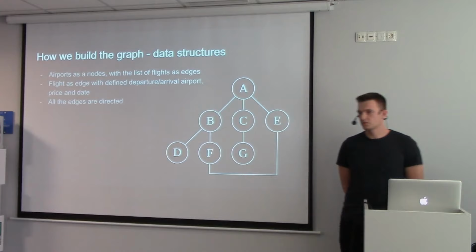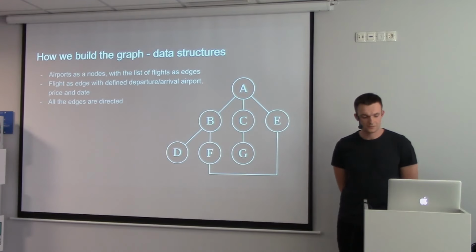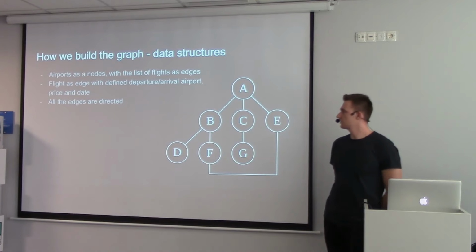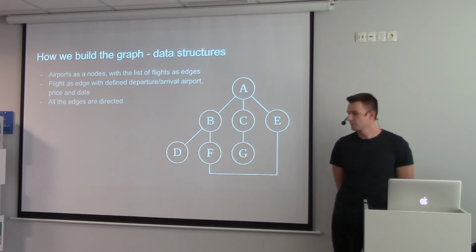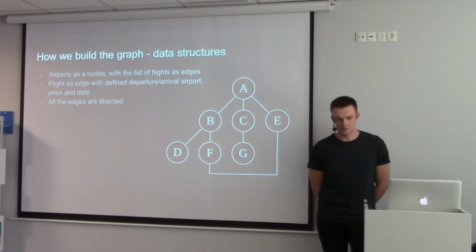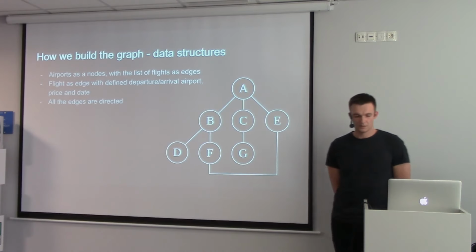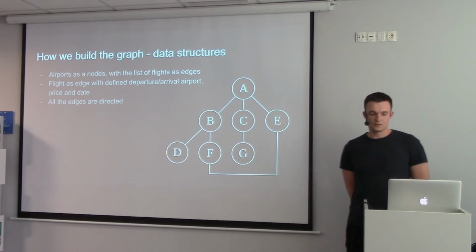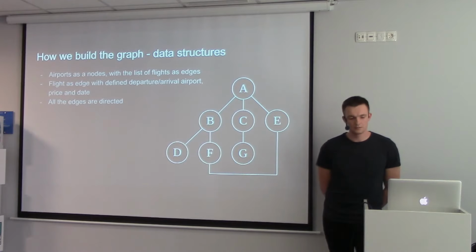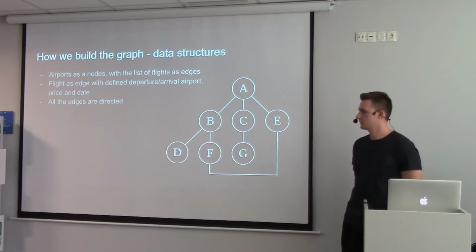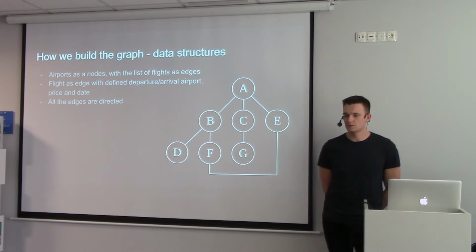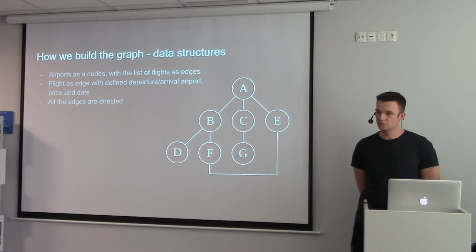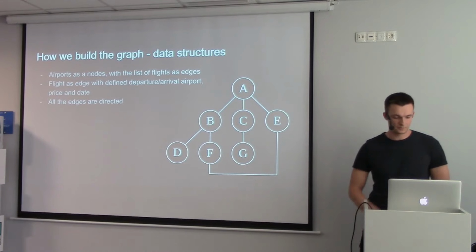So how do we build this flight connections graph? Actually, it is pretty simple. A graph is built from nodes and edges. The edge has a starting node and an ending node. All the edges are directed. That means you cannot go backward. Edges in our case are the flights, nodes are the airports.